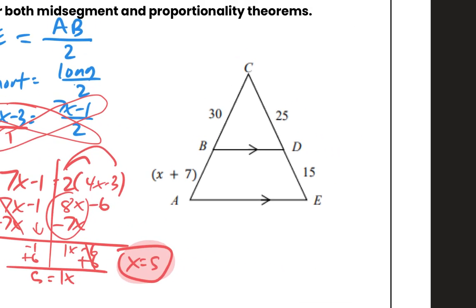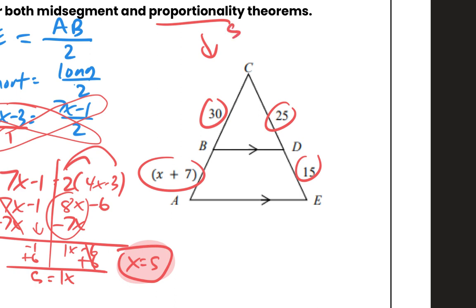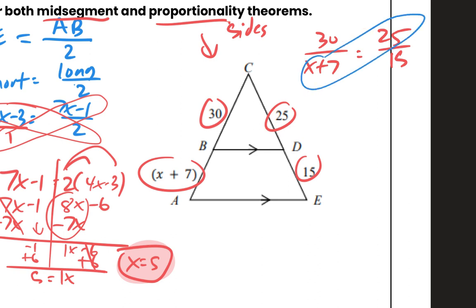Okay, so this one is talking about proportionality, because we're talking about the sides. Mid-segments are this one right over here, and then these are the sides. So when we're talking about the sides, we're just going to set it up. 30 over x plus 7 equals 25 over 15. Now let's do our cross multiplication. That times that equals that times that. So 25 times x plus 7 equals 30 times 15.